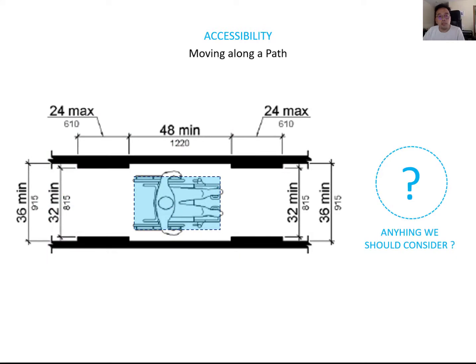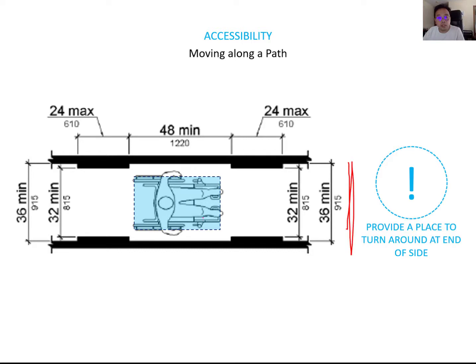Also, when you're designing a passageway, there is something else we should consider. Consider a dead end space, right? When a wheelchair comes in, how do they change direction at the dead end? So you also have to provide for this condition. You have to provide a place to turn around at the end, because if you have a dead end, the wheelchair has to come in and come back, right? You have to provide this dimension.